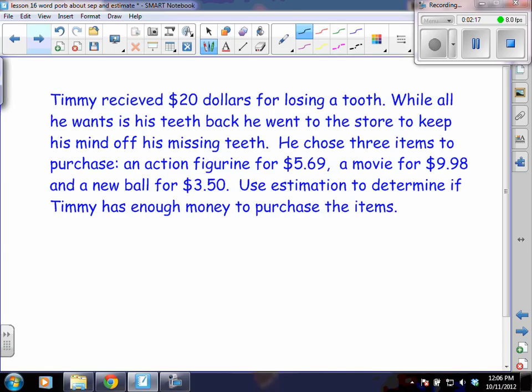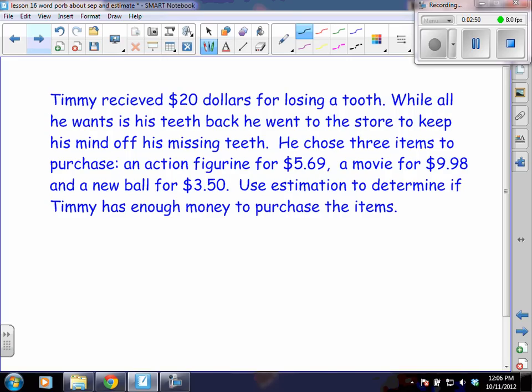We can also use rounding in word problems and estimating word problems. For example, Timmy received $20 for losing a tooth. While all he wants is his teeth back, he went to the store to keep his mind off his missing teeth. He chose 3 items to purchase: an action figurine for $5.69, a movie for $9.98, and a new ball for $3.50. Use estimation to determine if Timmy has enough money to purchase the items.